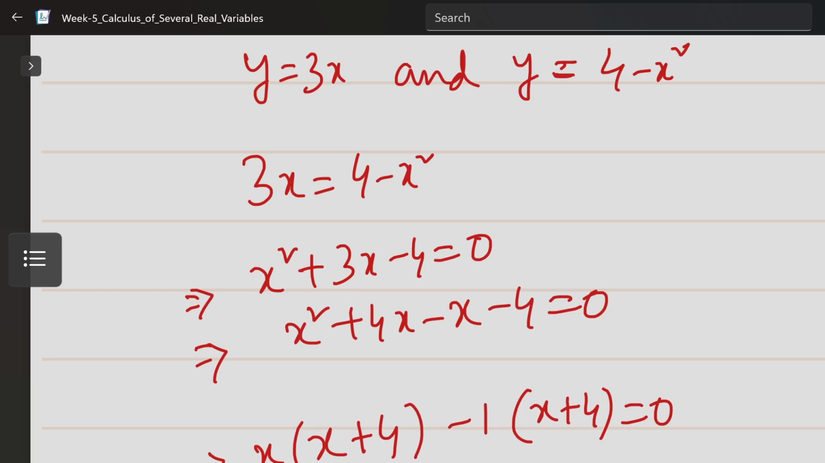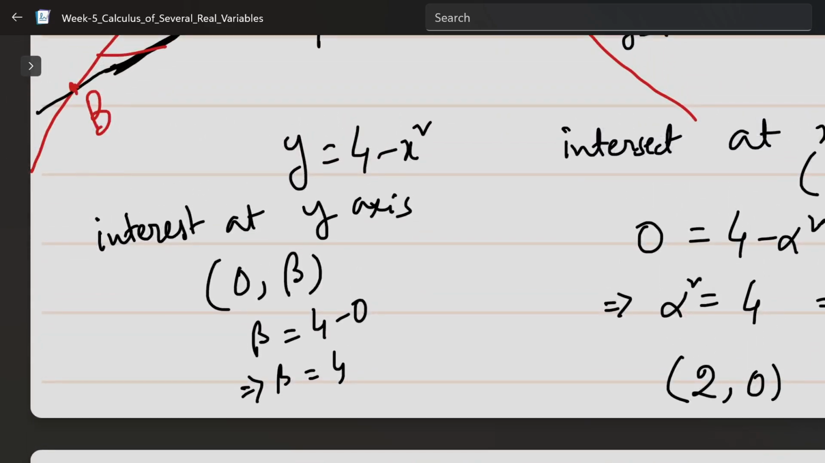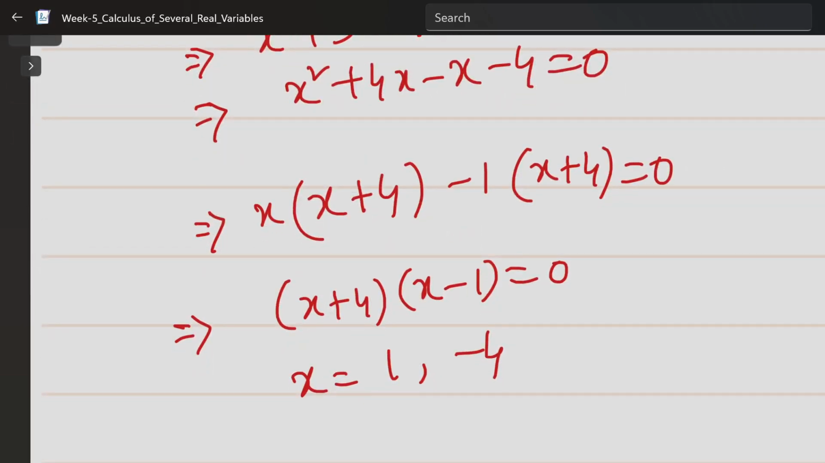x plus 4. No, x is 1 and minus 4. So if x is 1, as I told you, y is 3. And if x is minus 4, y is minus 12. So what is the point? It is 1 comma 3 and minus 4 comma minus 12.